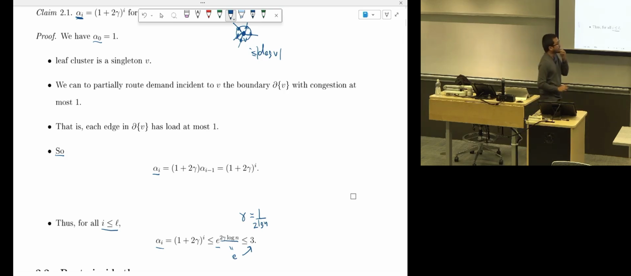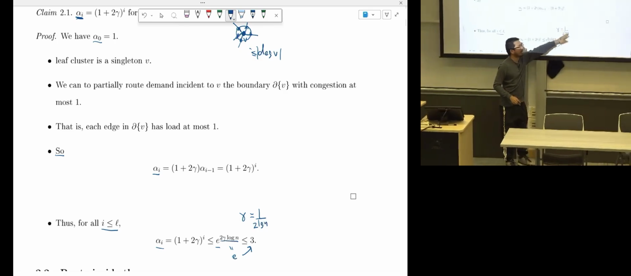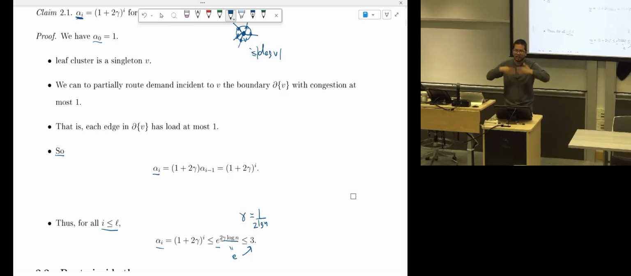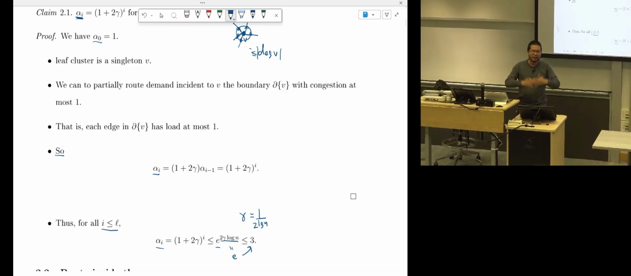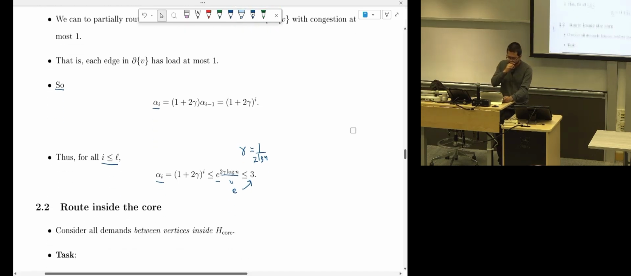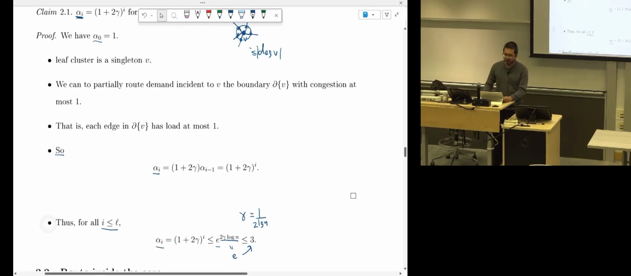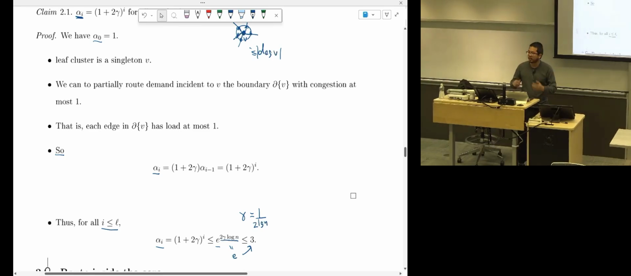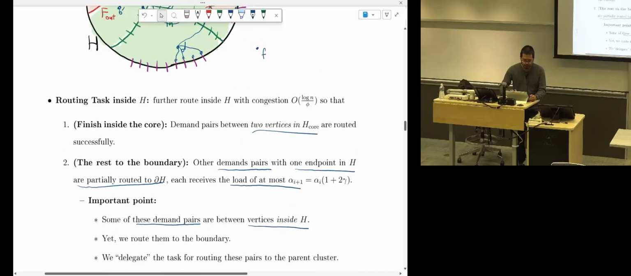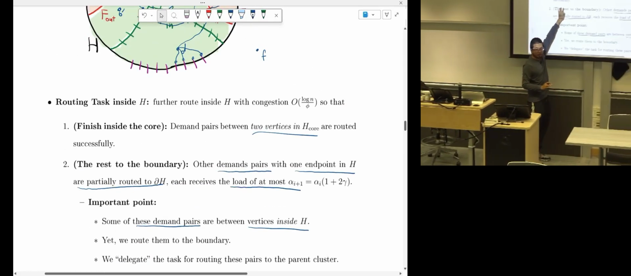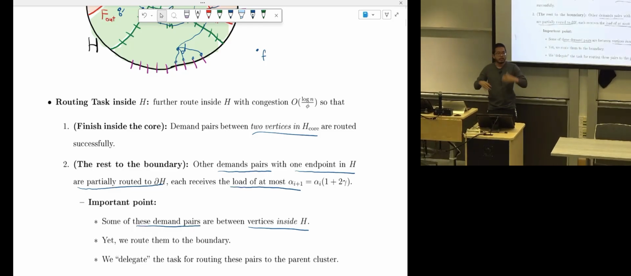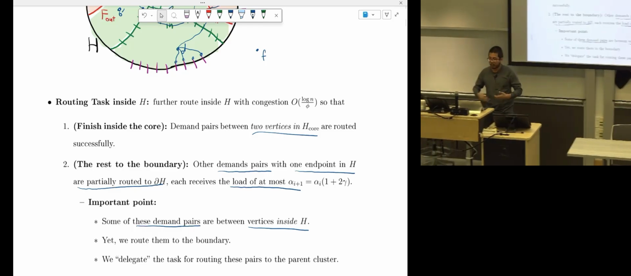Okay. So that's why I set gamma to be 1 over log. I want to control that the load here, although it can accumulate a bit, is always at most a constant. Okay. So now I just need to achieve this goal inside each cluster. The goal is two things, right? To finish routing inside the core, and the rest forward to the battery. We need to do these two things with low congestion.